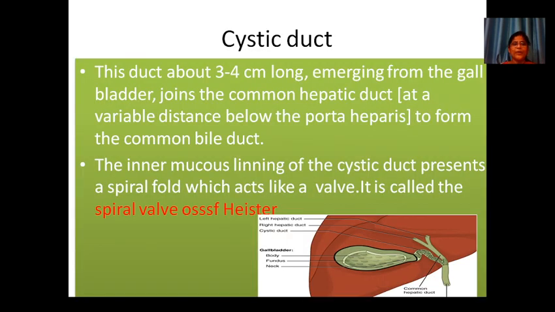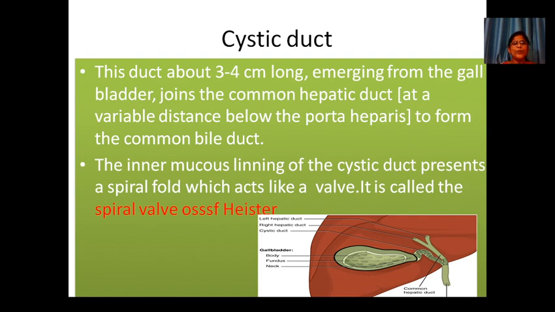I told you the biliary system consists of ducts and organs, is it not? The ducts are two: one is the cystic duct and the second is the bile duct. Let us first discuss the cystic duct. This cystic duct is about 3 to 4 centimeters long, emerging from the gallbladder and joining the common hepatic duct to form the common bile duct.